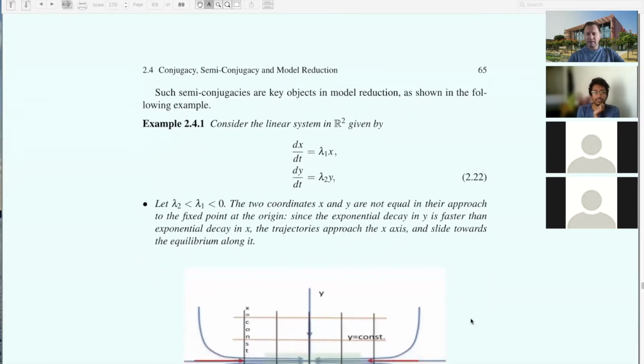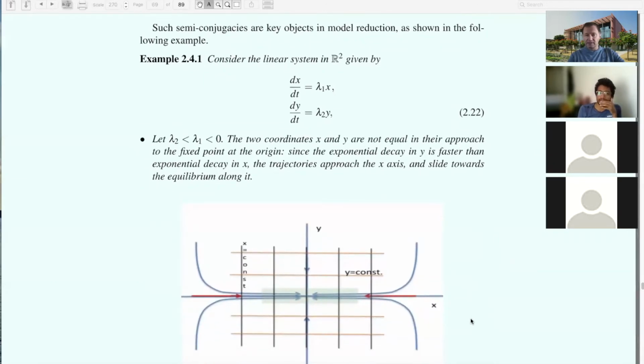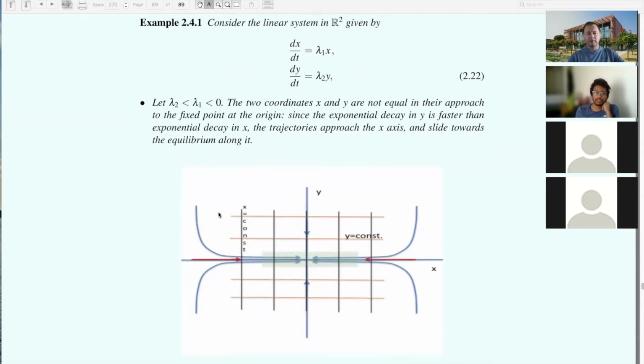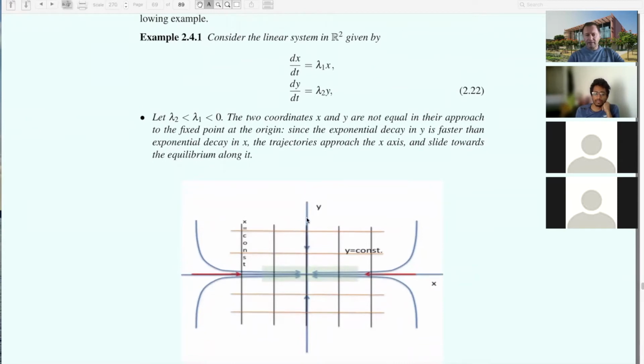All right, so let's now discuss how this pertains to model reduction. This is best described on an example to start with. So let's start with a linear system in R^2 given by dx/dt is lambda 1 x and dy/dt is lambda 2 y, and 0 is bigger than lambda 1 is bigger than lambda 2. So both eigenvalues are negative, but one of them is more negative than the other. And so what is the dynamics going to look like? Well, in Y, we're going to have fast dynamics towards 0, right?